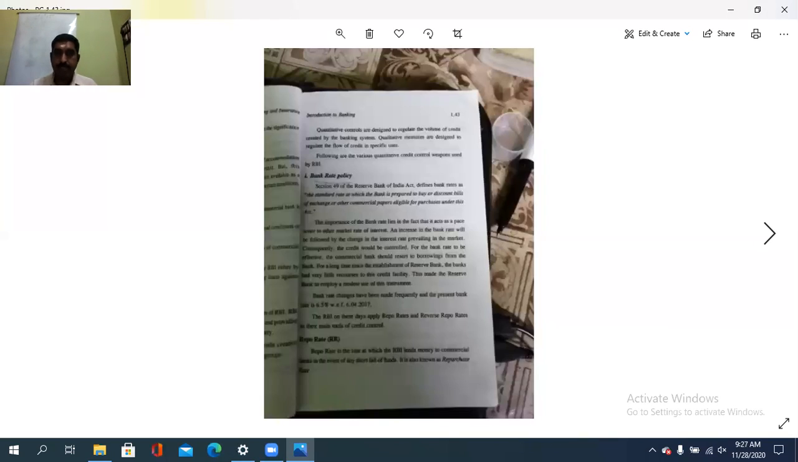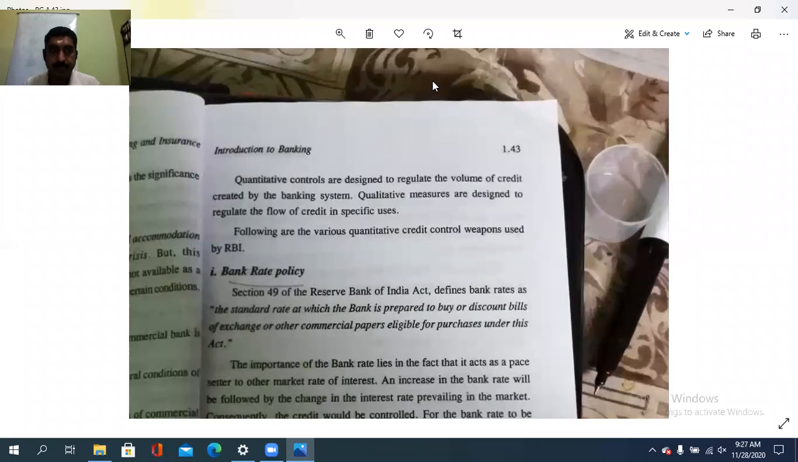So what is a quantitative credit control measure? To regulate the volume of the credit created by the banking system. That is the quantitative, while the qualitative means what? Designed to regulate the flow of credit in specific uses.